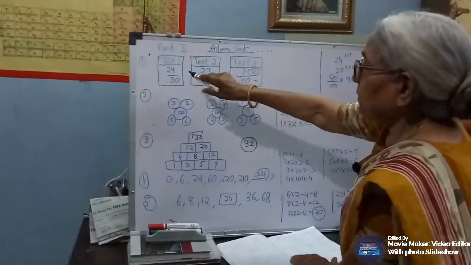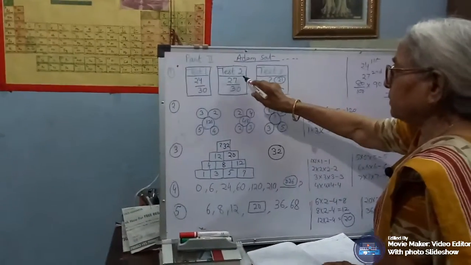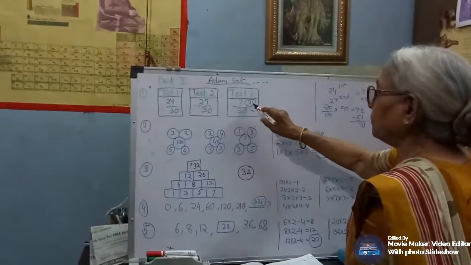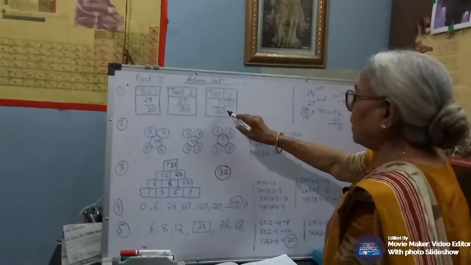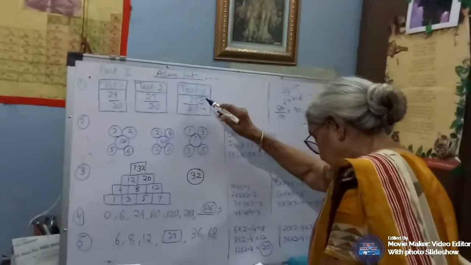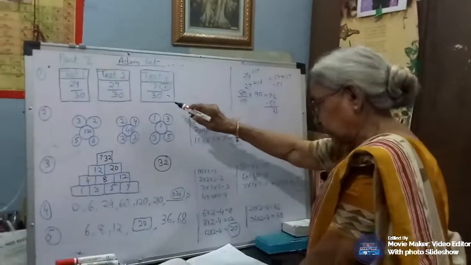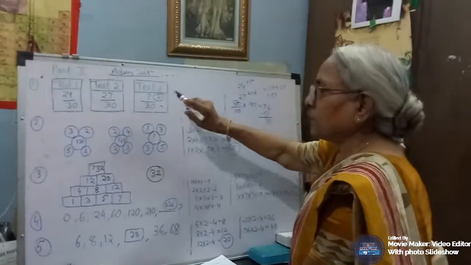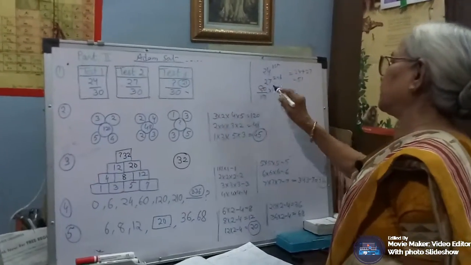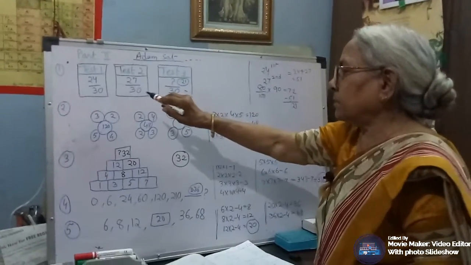Test 1, he secured 24 out of 30. Second test, 27 out of 30. And test 3, we don't know how much mark he got out of 30. So, what is the mark he obtained in the third test? How to find it? The total mark is 80% of the marks he got. So, what is the total mark here?